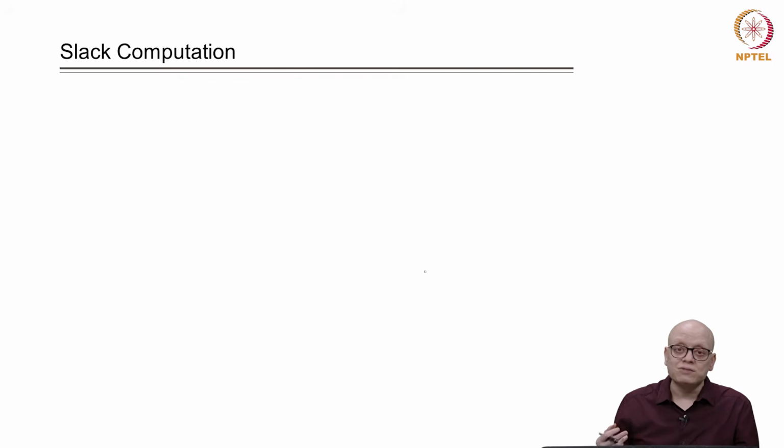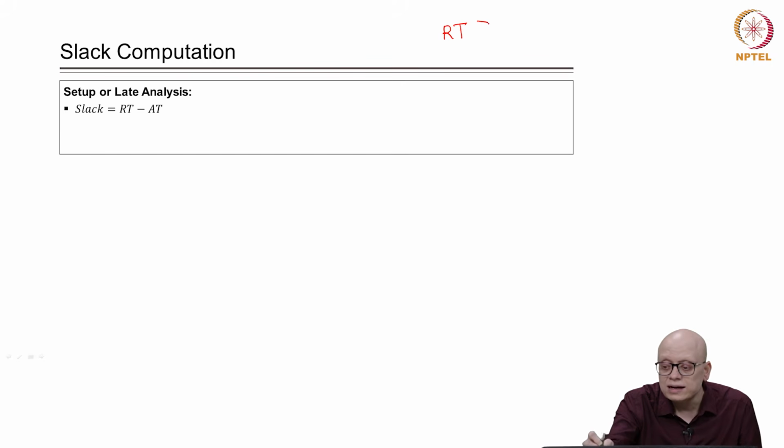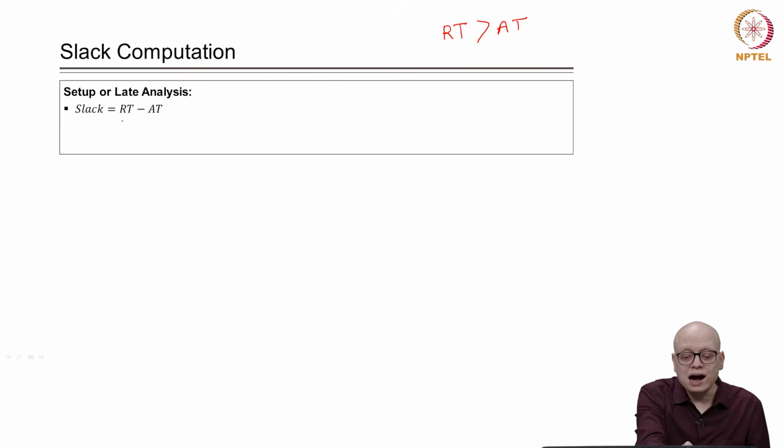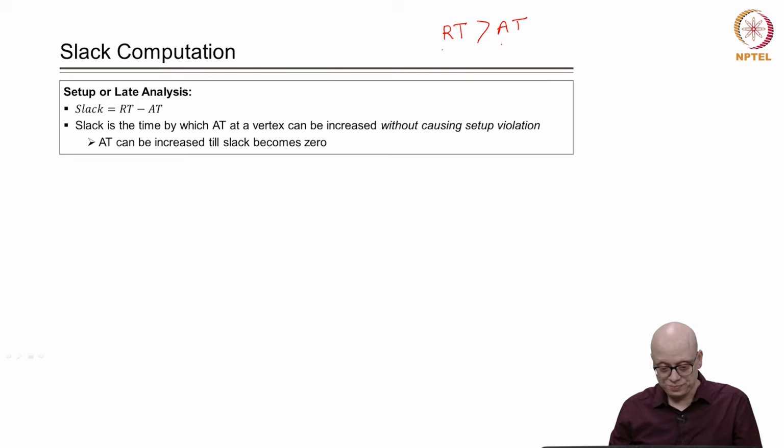So, now that slack will depend on whether we are looking into the setup analysis or the hold analysis. Now, for the setup or late analysis, what is the requirement? The requirement is that the required time should be greater than arrival time, right. So, we define slack as RT minus AT, and then the requirement will be that the slack should be positive. If this constraint RT is greater than AT is satisfied, then the slack is positive, right. So, what does slack represent?